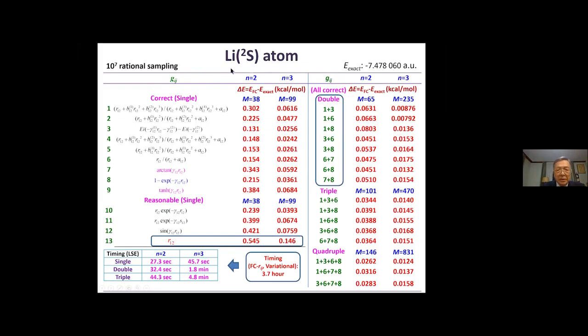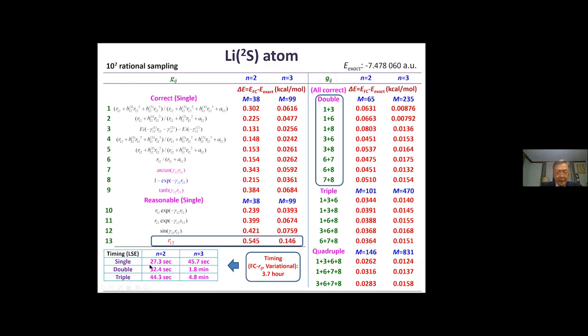And this is the result for that part. And for this, this is the lithium atom. And you see, again, the worst result was from R12. We could not get 0.0 result even for n equals 3. For all others, we could stably get this accuracy. And when you use two correct functions together, you can improve this. This is the n equal 2 result. This is improved to this, and this is improved to this. In such a way, when you use two correct functions, you can improve the result.